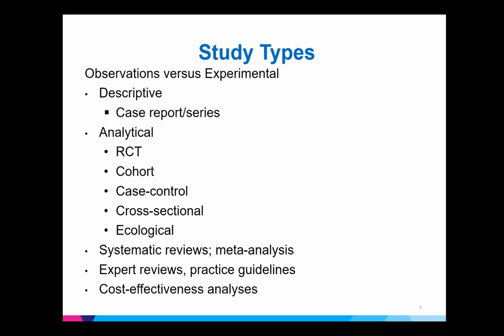In terms of study types, there are different ones, and how we describe them are really observational versus experimental. So the first is descriptive, and that's your case report and series that the majority have already completed. Or you have your analytical, which is RCTs, randomized controlled trials, cohort, case control, cross-sectional, ecological. And then you have your systematic reviews, meta-analysis, your expert reviews and practice guidelines, and then your cost effectiveness analysis that really have been more and more used in the last decade.